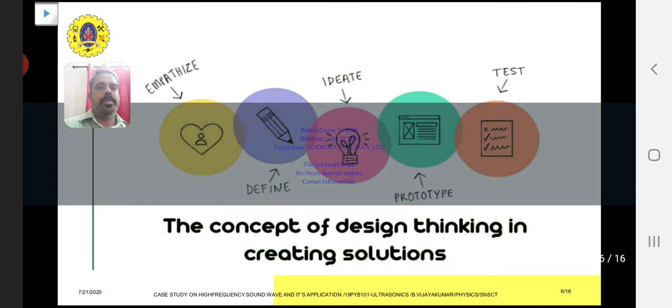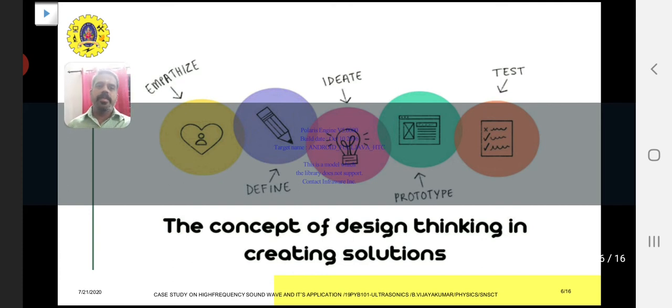Then we start our DT session. The concept of design thinking is to create a solution for any problem, because we follow the problem step by step in different stages. Finally we get the solution in the form of testing.